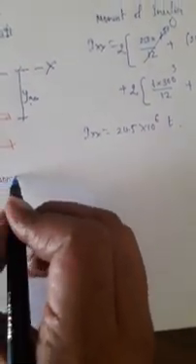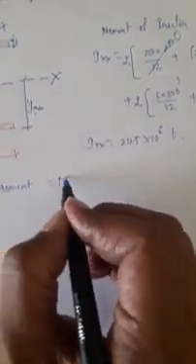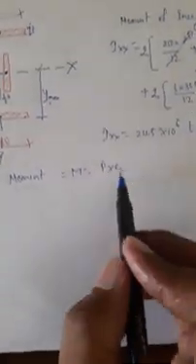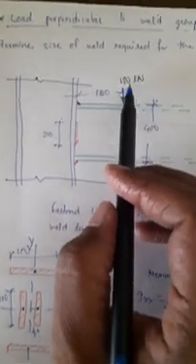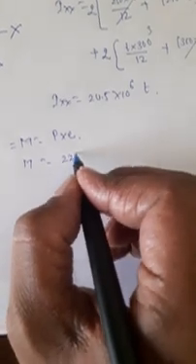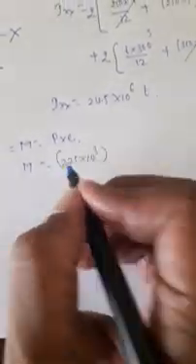Now let us calculate the moment. Moment M is equal to P into E, load into the perpendicular distance, eccentricity E. Now look at this diagram. The load is 150 into 1.5, that is 225, into 100. So M is equal to P, 225 into 10 raised to 3 newtons, into 100. So this is the moment acting on the joint.